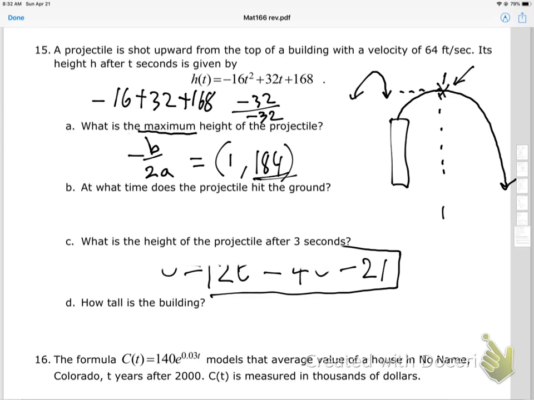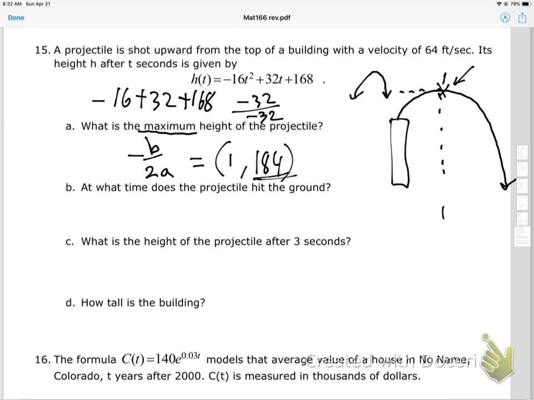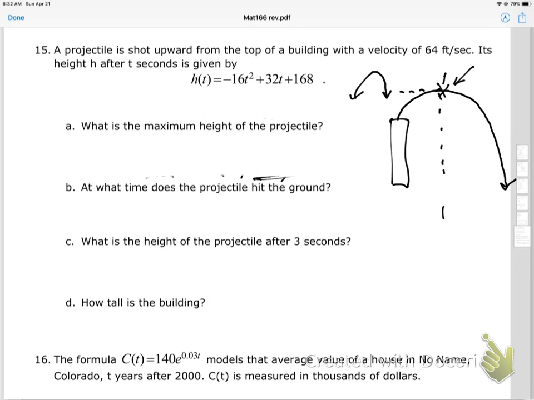Now the height of the projectile after 3 seconds, that is you just plugging 3 seconds into the equation. So I'm not even going to finish that one off. Height after 3 seconds, just plug 3 into the equation and see what you get. Now, how tall is the building? Well, that's at the start, when t equals 0. The height of the building when t equals 0 is 168. Okay, 168 feet.